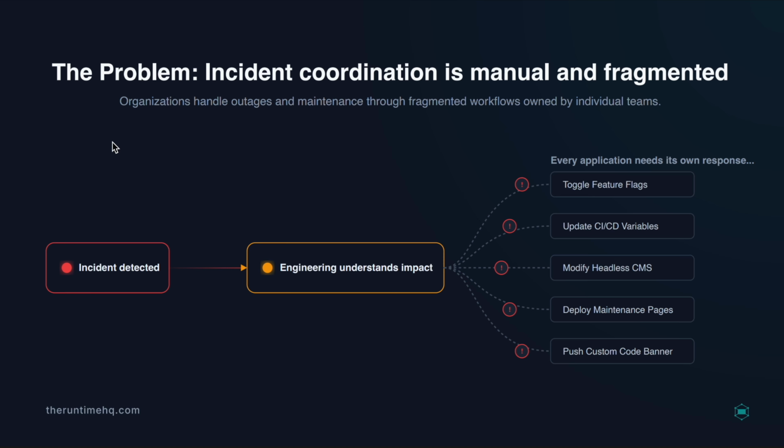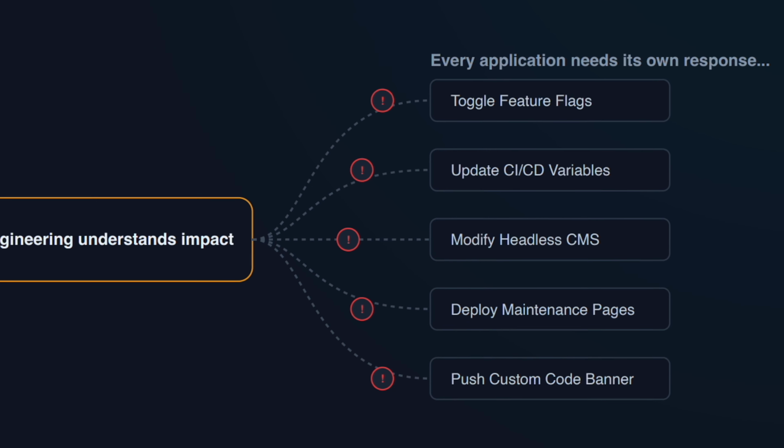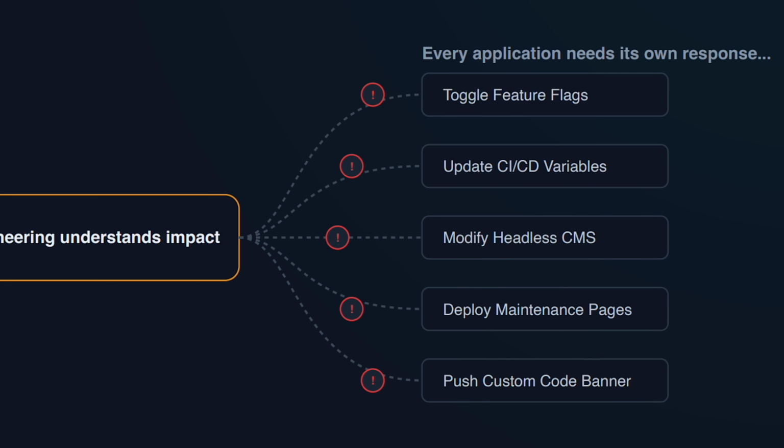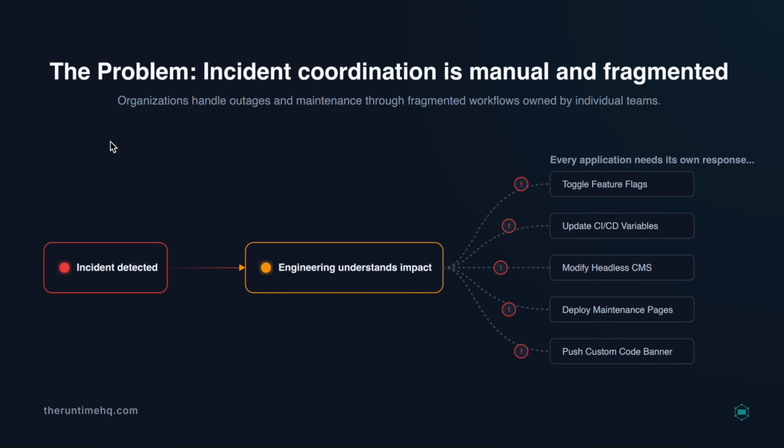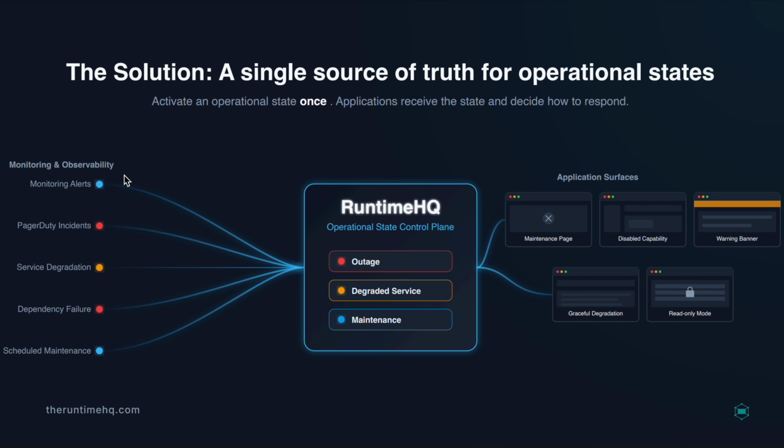Most companies have pretty robust monitoring and observability platforms, but when an incident is detected and impact is known, the incident commander has to call different application owners to propagate the operational state. And some teams use feature flags, some use headless CMS, some use CI/CD variables, and this entire flow is fragmented. That is exactly what RuntimeHQ solves.